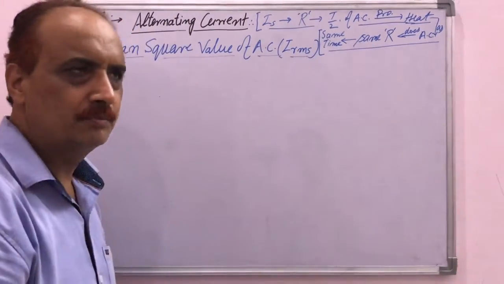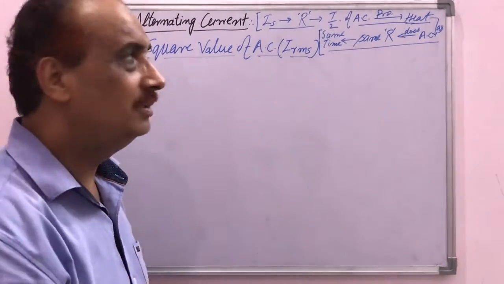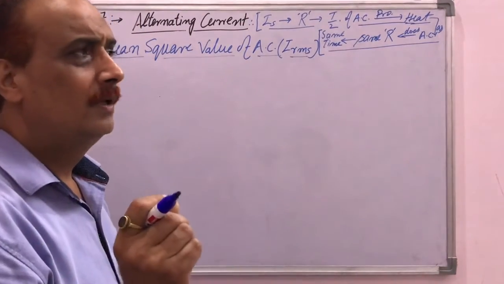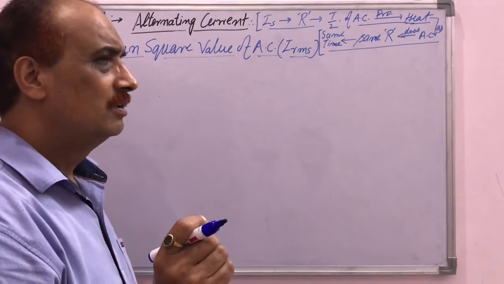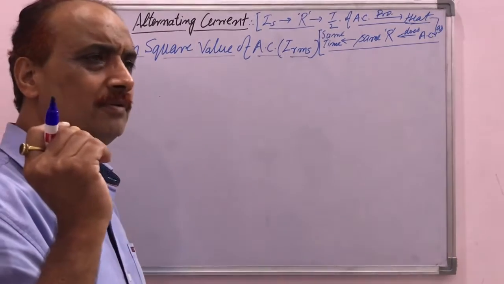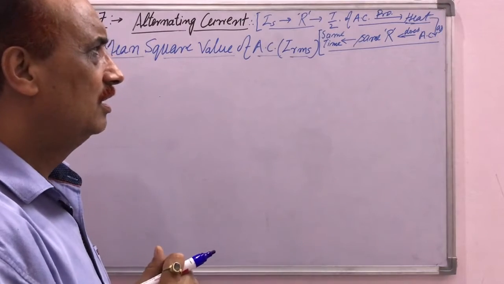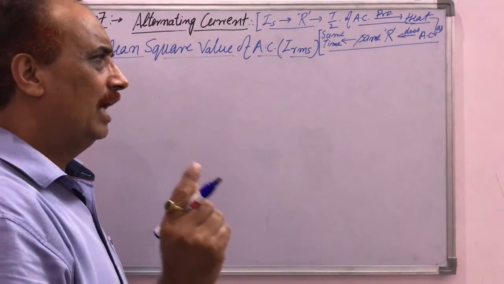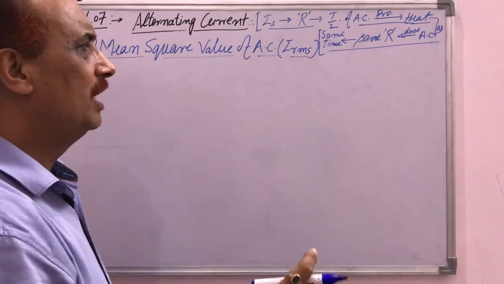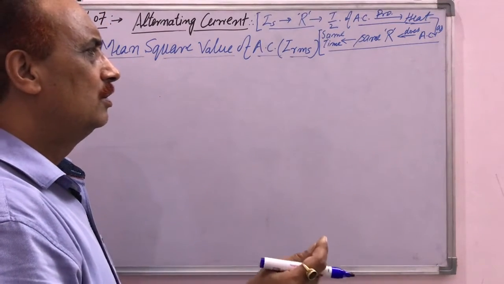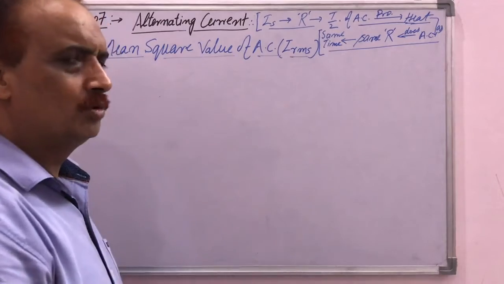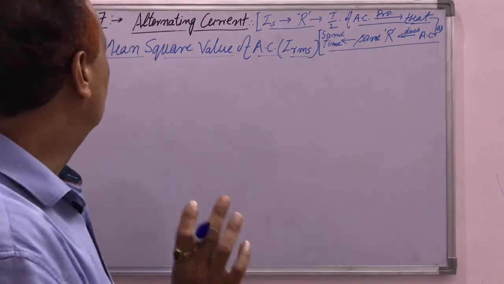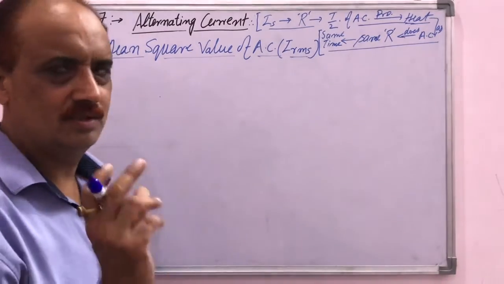From the definition point of view, it is that steady current which, passing through any resistance for a half time period of the AC, produces the same amount of heat as was produced by the AC in the same interval of time through the same resistance. That is known as the root mean square value of the AC.